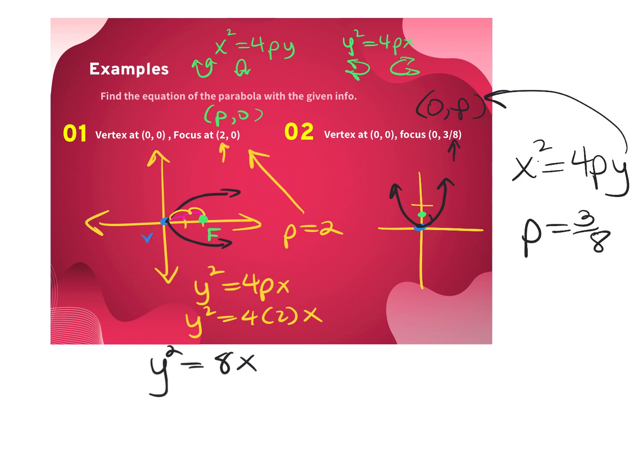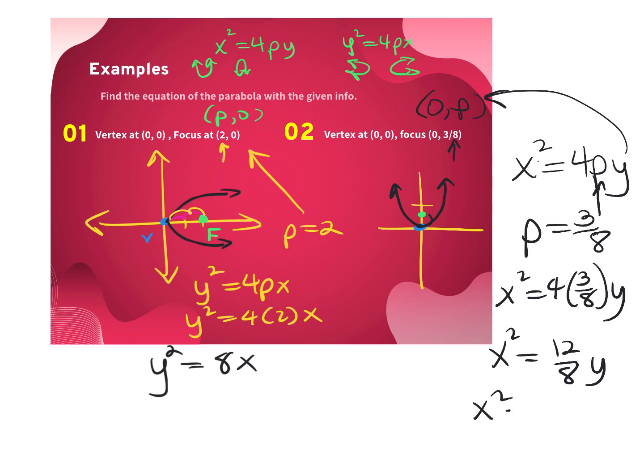So I'm going to plug in 3/8 for p. X squared equals 4 times 3/8 y. X squared equals 12/8 y. X squared equals 3/2 y. Over here, when you multiplied this, if you would have preferred to simplify it before you multiplied, you could have done that. Make that a 1, make that a 2, and then it would have gone right to 3/2. Either way on getting your equation, it has to be simplified.